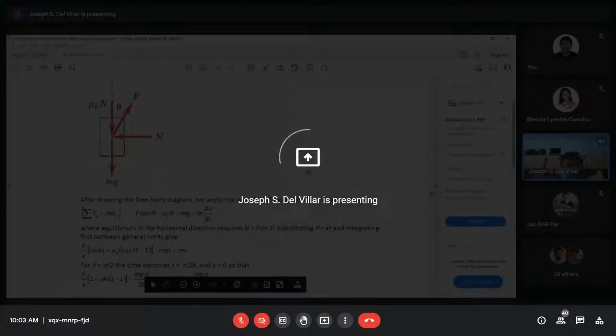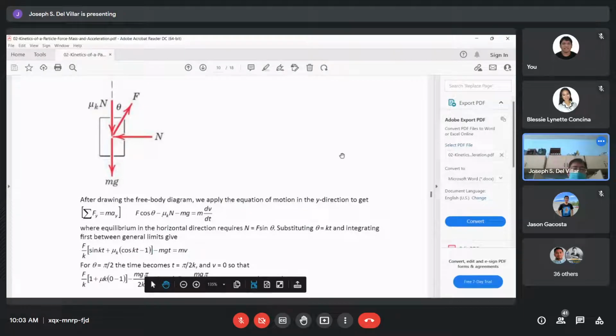Okay, so this is the free body diagram. So we can now apply the equation of motion in the y direction. Why in the y direction? Because the motion is vertical. So if we sum up all the forces along the y-axis and equate that to m times a sub y, along the y-axis.